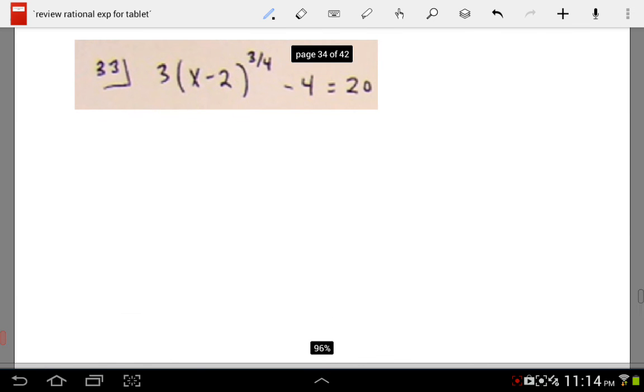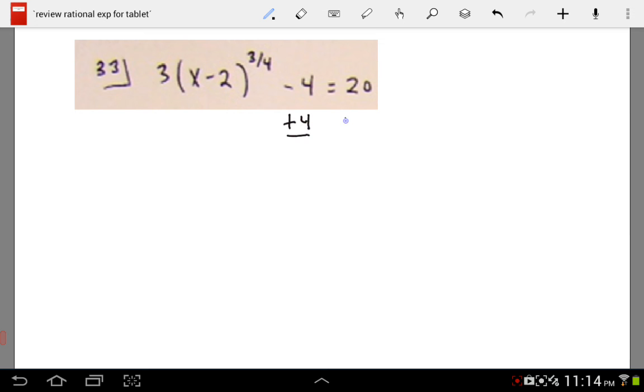Okay, now on number 33, we've got us a rational exponent here of the 3/4 power. So remember, that's just a radical. Okay, we're still going to undo it at some point. Now we have to isolate it first, so I'm going to add my 4 over first. Of course, that's going to give me 24.